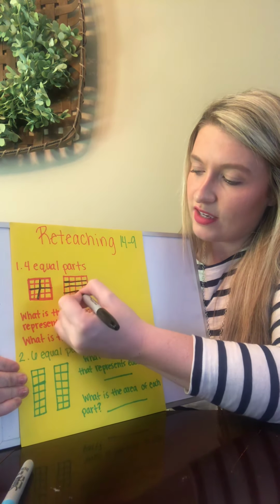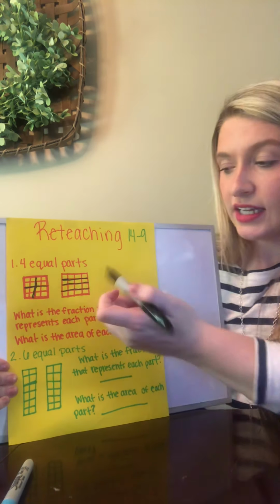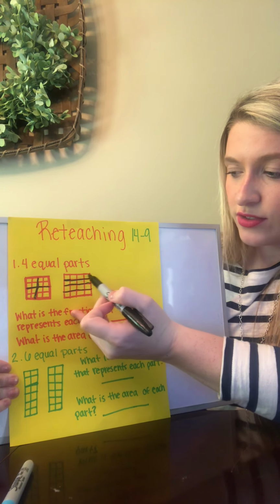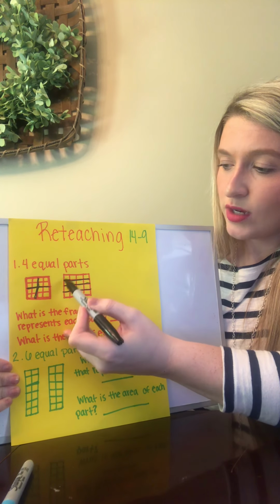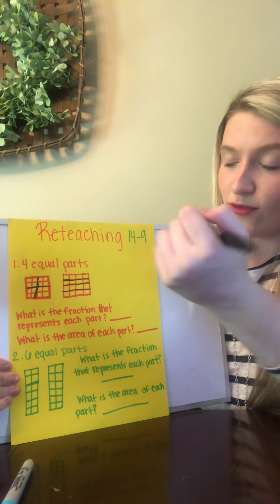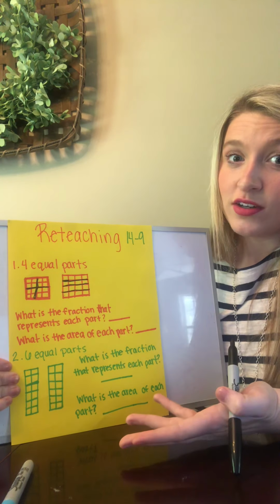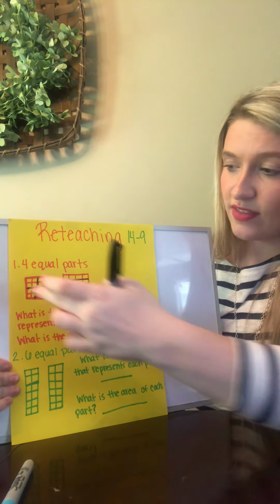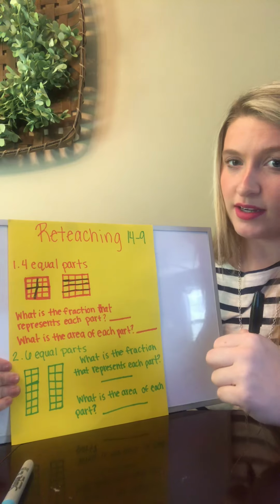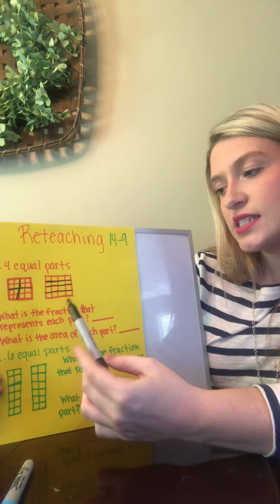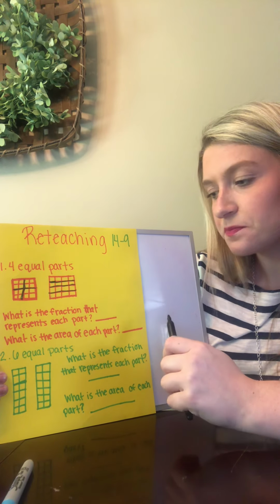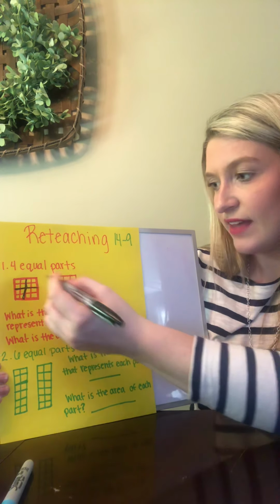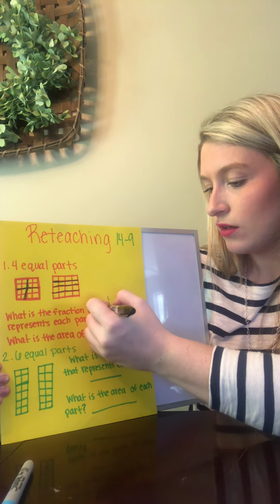And the other way I divided it was I went in half and then in half again. And look, if I have 1, 2, 3, 4, we know that that was right already. So now I have 1 piece, 2 pieces, 3 pieces, 4 pieces that are all the area of 4. So there's 2 different ways that we can separate it. And my question says, what is the fraction that represents each part? Well, we said that that was 1/4.